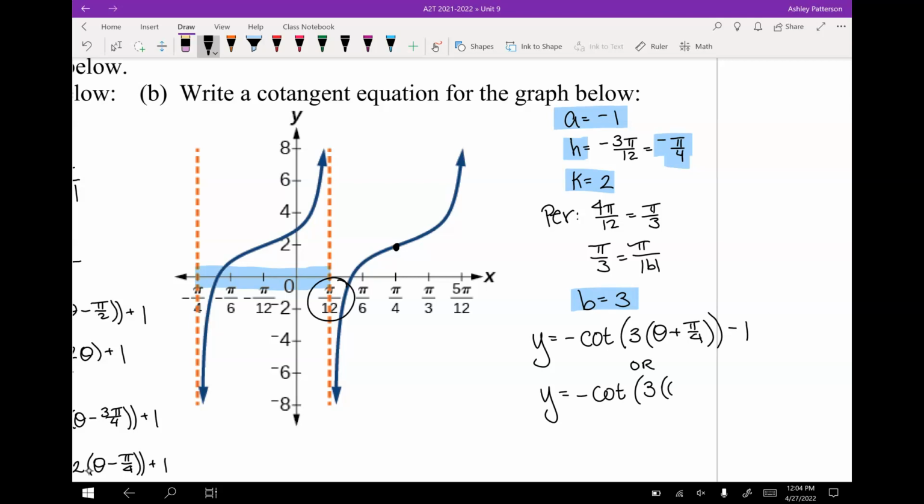Now, if you chose the point on the right, you should have y is equal to negative cotangent. B is still 3, but now, oh, and that should be a 2. What is wrong with me? Don't answer that. There we go. Now, we went 1 unit, so pi over 12 radians to the right, and we have plus 2. Either one's acceptable. Make sure that your A, K, and B are consistent. It's that H that we're going to shift.